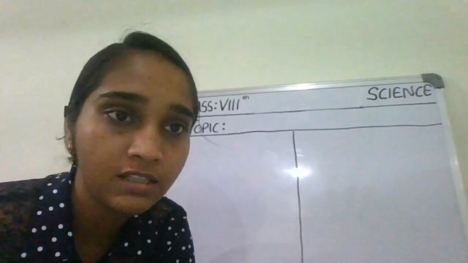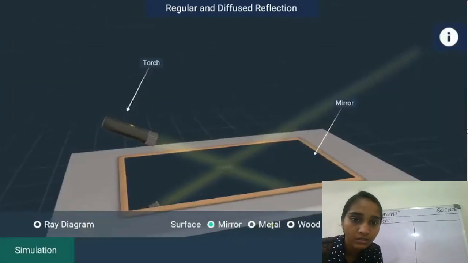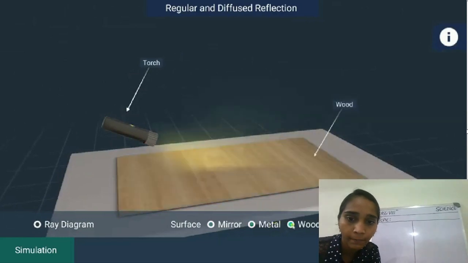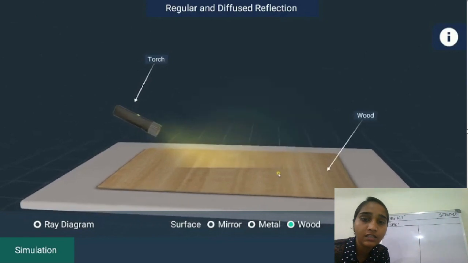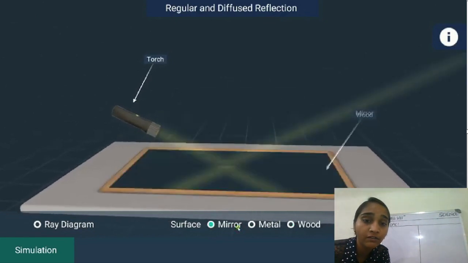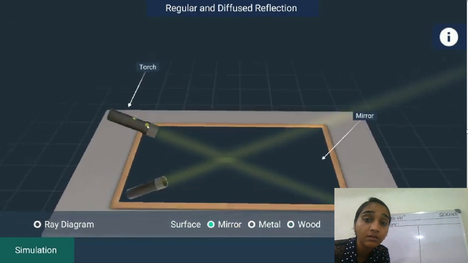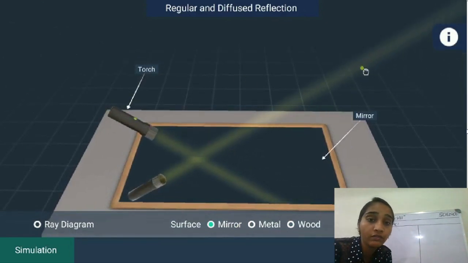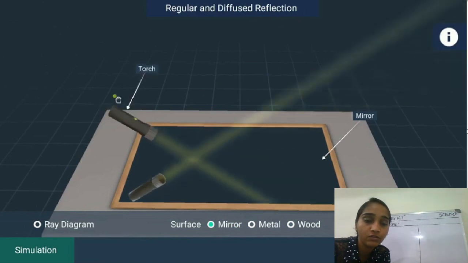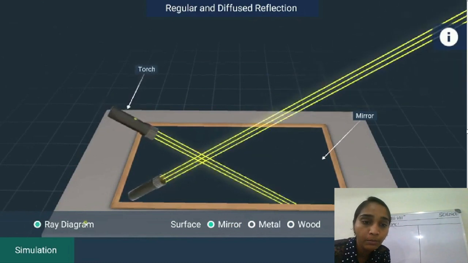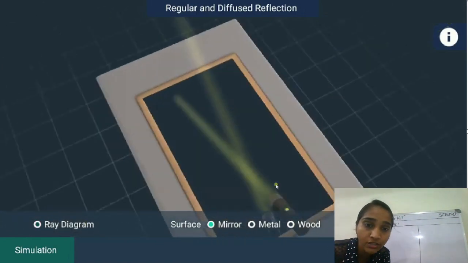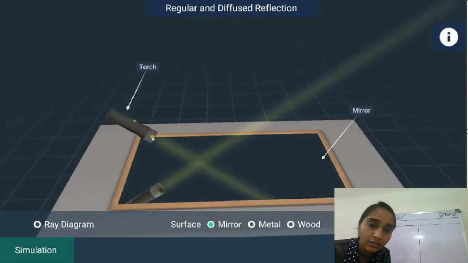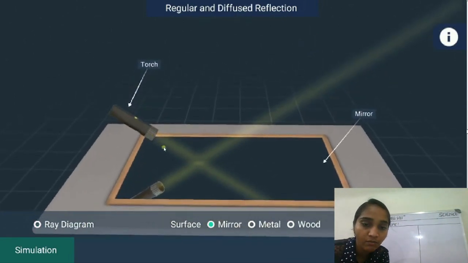Here it is visible to you. We have a mirror, a torch, and other materials like the wood and the metal. This is the wood. Now just observe, when light is reflecting on this mirror, how can you see the path of the light? Just observe. In the case of mirror, you have seen.